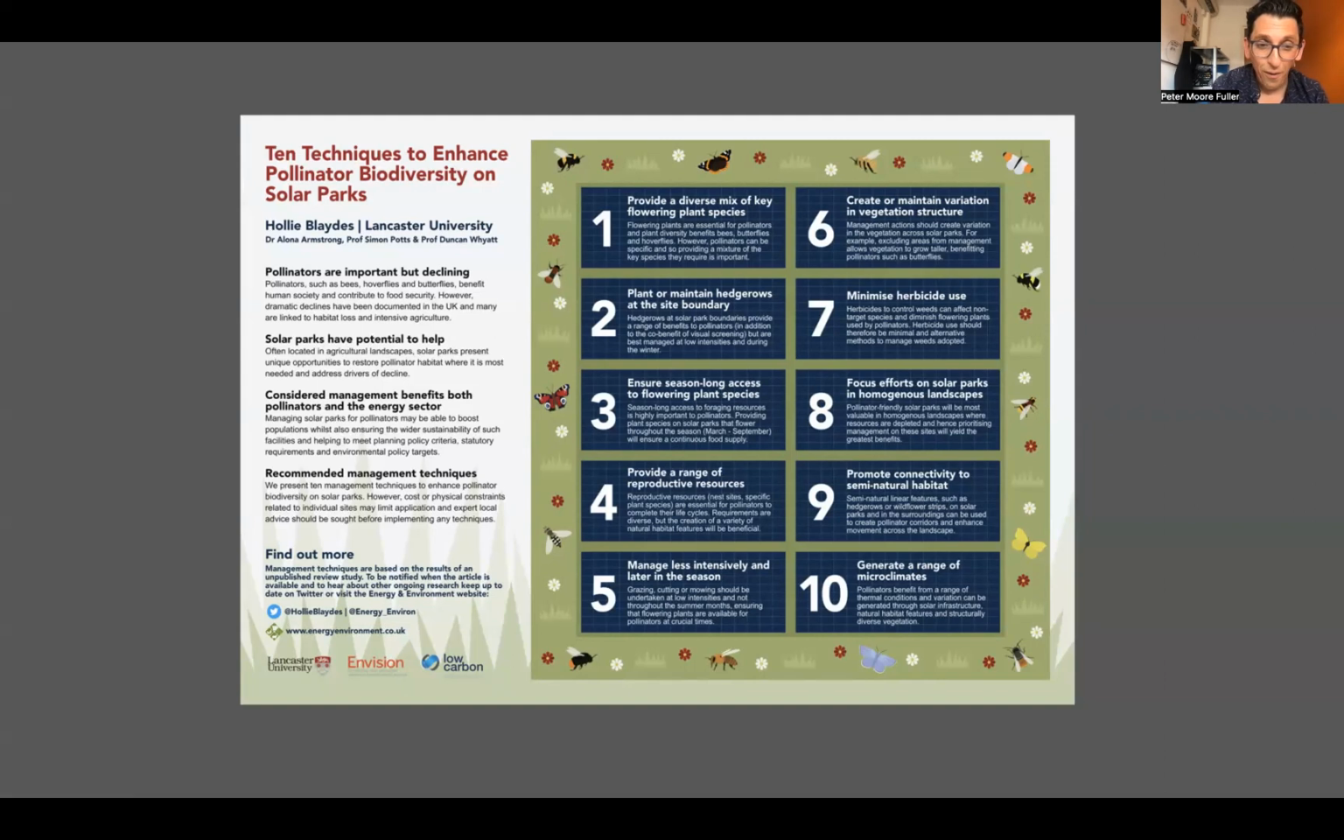This is a poster by Holly, who is a PhD student at the University of Lancaster, and she studies pollinator biodiversity in solar parks. And you can see here, the first thing you notice is this wonderful little array of pollinators around the solar park, and this little green square. It's very inviting, very engaging. People want to go and look at it.